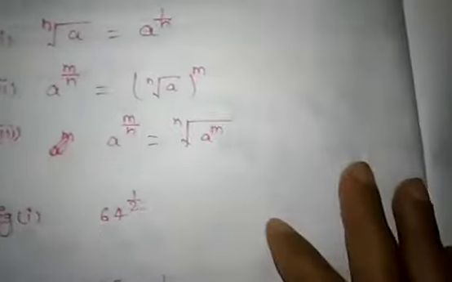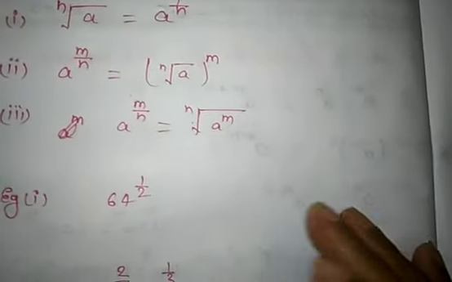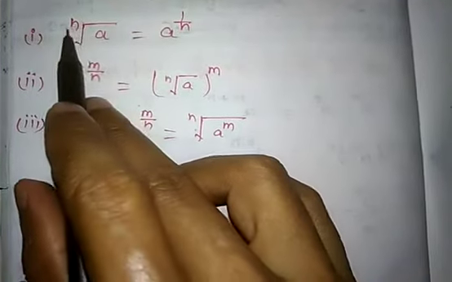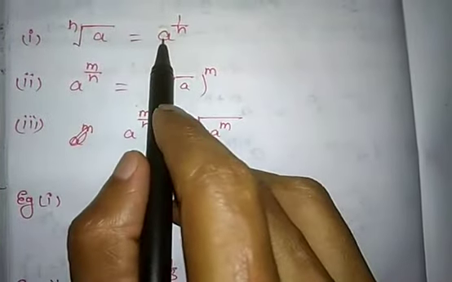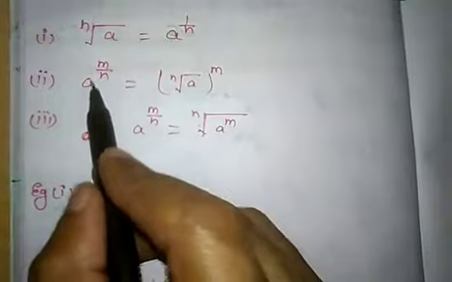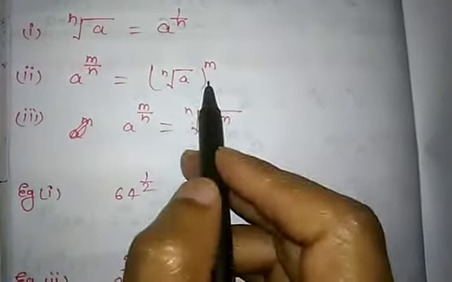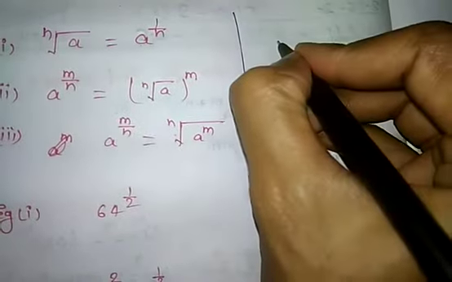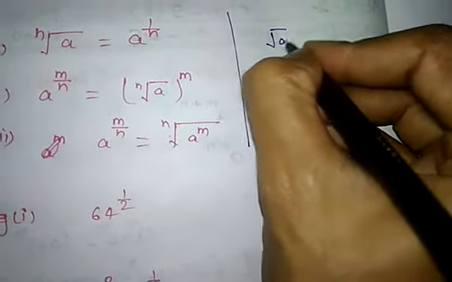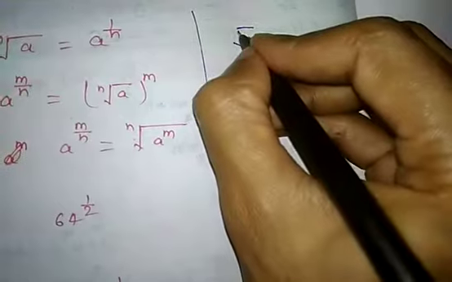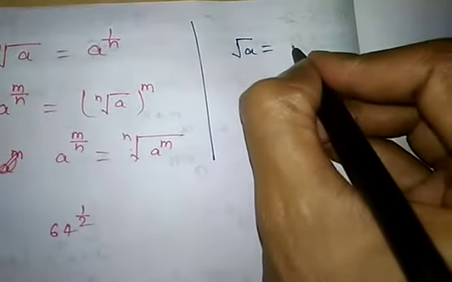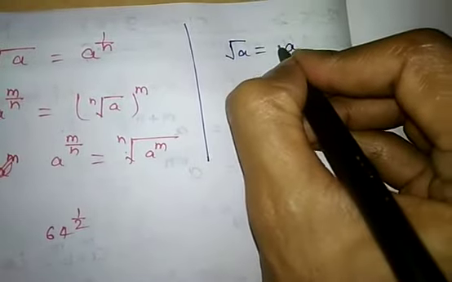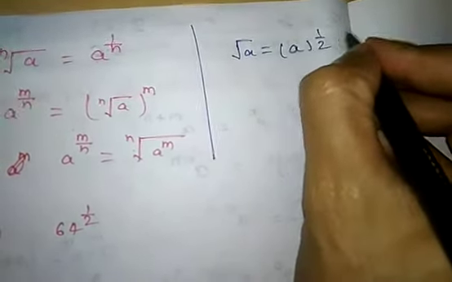Some other important formulas of exponents for irrational numbers. This is an irrational number written as a power 1 by n. This can be written as the nth root of a. And one important formula: if a square root is written on this side, you can write it as a power 1 by 2.